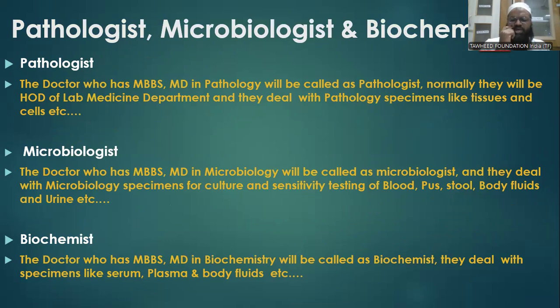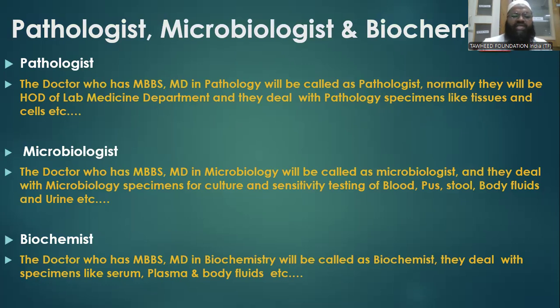So coming to three more designations that can be seen in a medical laboratory: one is pathologist, one is microbiologist, and one more is biochemist. What is the role of a pathologist? The doctor who has MBBS with MD in pathology will be called a pathologist. Normally, they will be HOD of a laboratory medicine department, and they deal with the pathology specimens like tissues and cells, etc. And they report on a report format which is used by the pathology section.